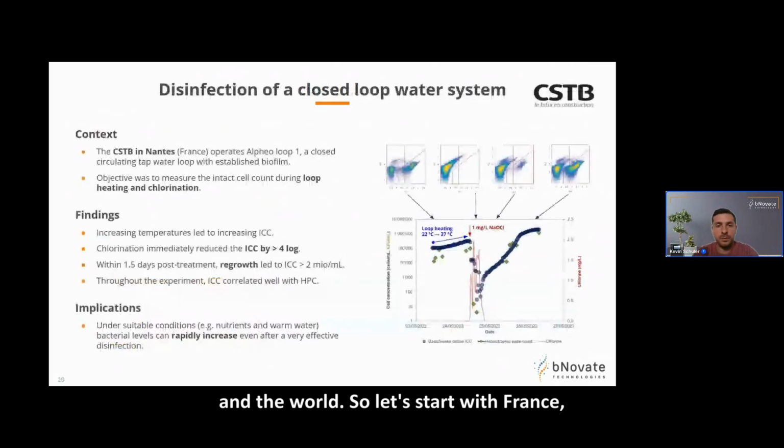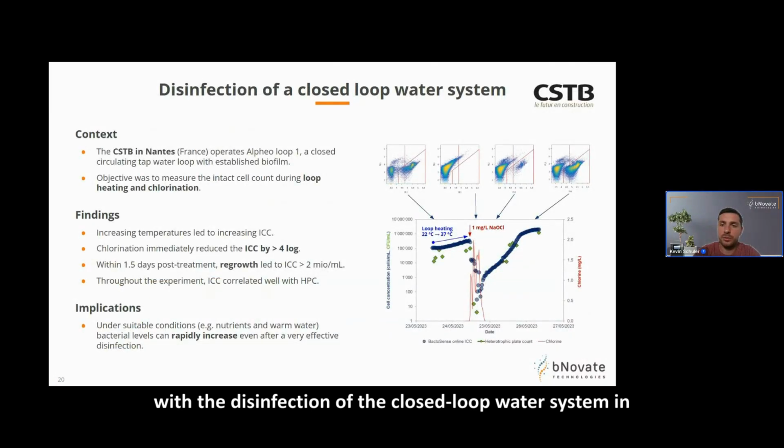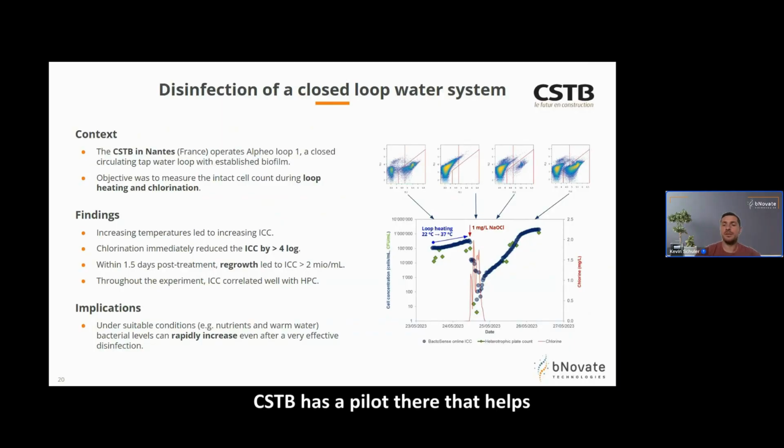So let's start with France, with the definition of a closed-loop water system in CSTB in France. CSTB has a pilot there that helps companies to develop solutions for biofilm monitoring and biofilm disinfection. And we've made some tests there over a few weeks to check if we were able to monitor the disinfection and what would be the results of that. So this test was during 3 different periods of time. First, we were heating the loop up to 37 degrees that you can see over there.